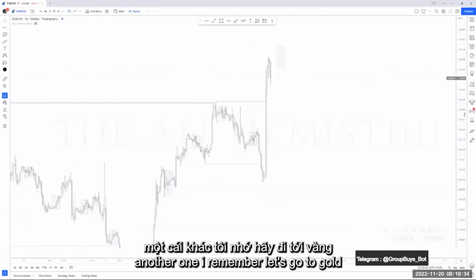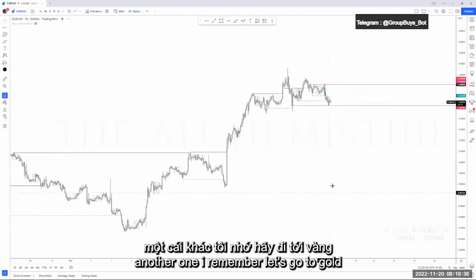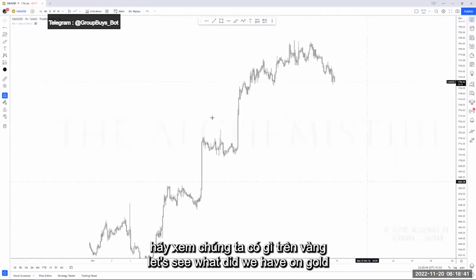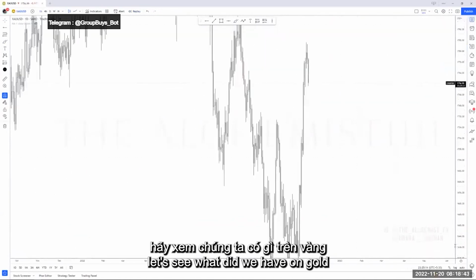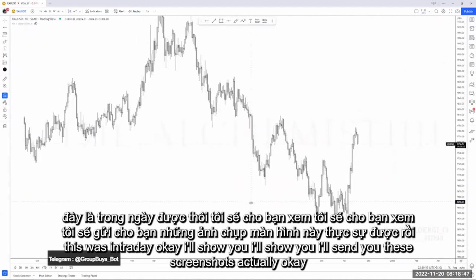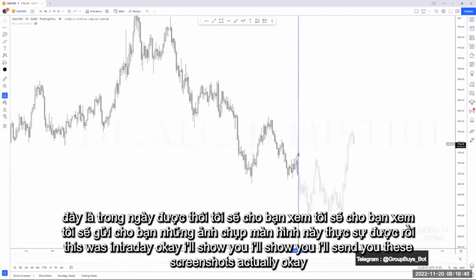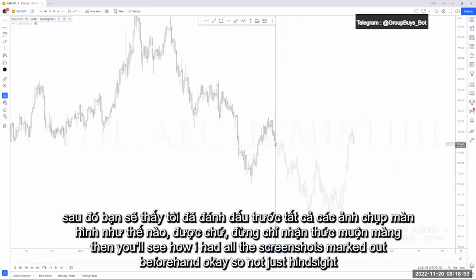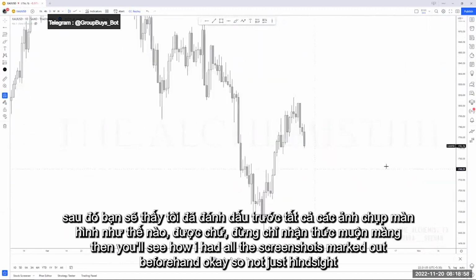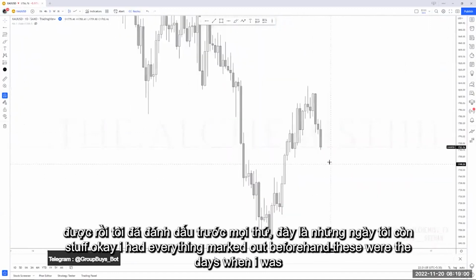I'll show you another one. I remember. Let's go to gold. Let's see, what did we have on gold? This was intraday. I'll send you the screenshots actually. Then you'll see how I had all the screenshots marked out beforehand. So not just hindsight stuff. I had everything marked out beforehand.